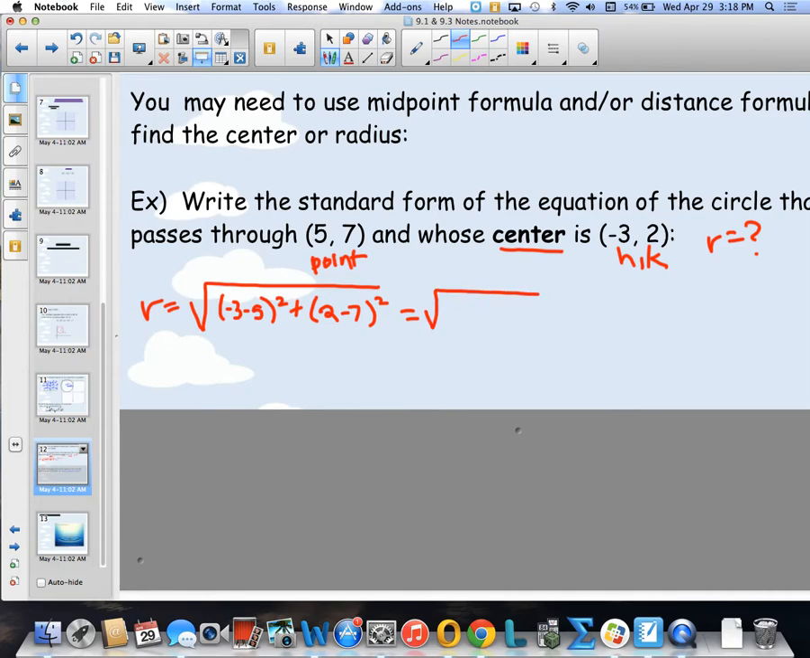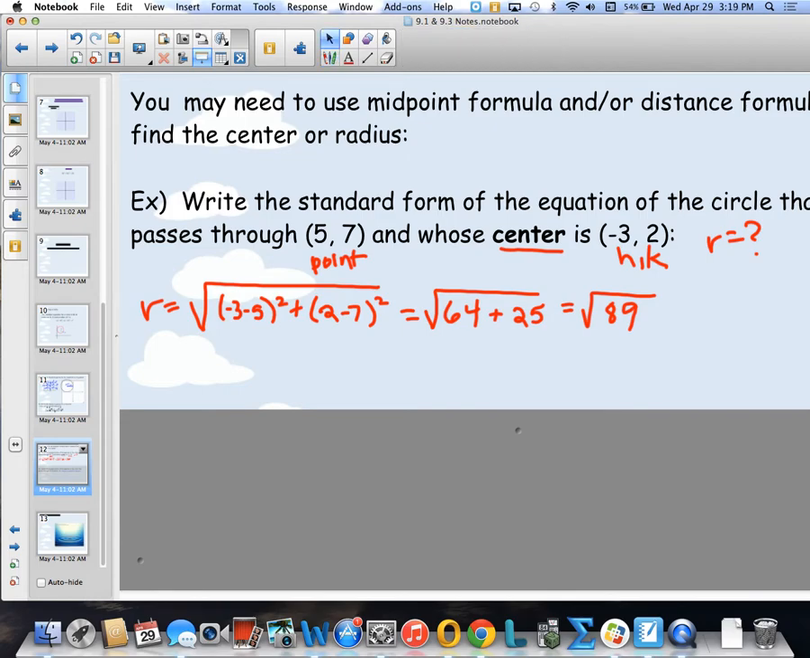So let's see, -3 minus 5 is -8. Squared is 64. 2 minus 7 is -5. Squared is 25. So it looks like my radius is the square root of 89. Okay, so that's my radius.